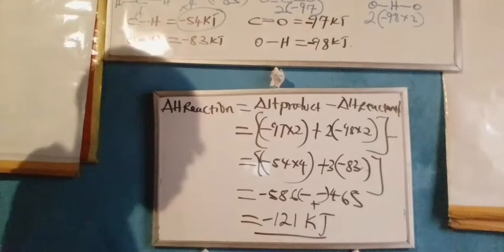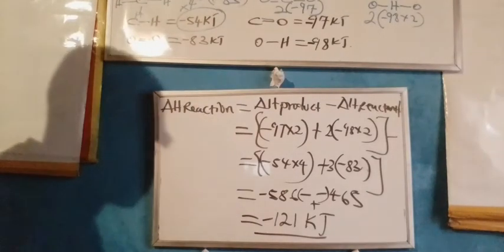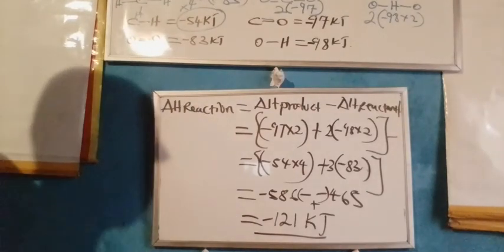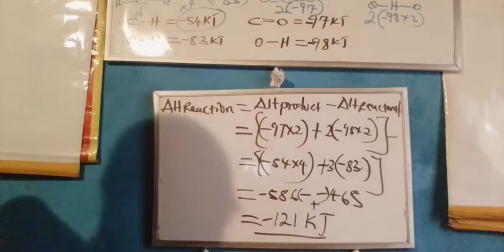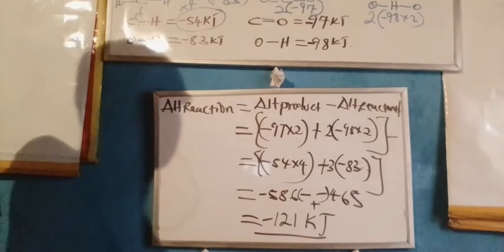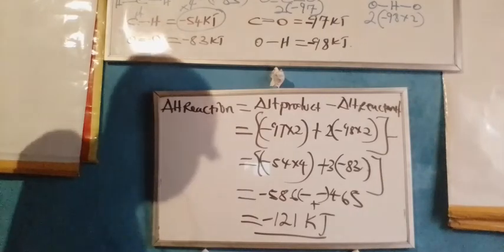So there, the enthalpy of reaction is negative 121 kilojoules, showing that the energy released in forming the bonds of carbon dioxide and water respectively in that reaction is exothermic.